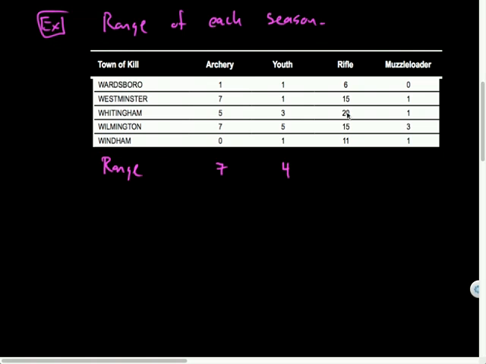For rifle season, the highest number is 20, the lowest number looks like 6, so the range is 14. And for muzzle loading, the highest is 3, the lowest is 0, so the range is 3. So I just want to point out that that represents how spread out the data is.